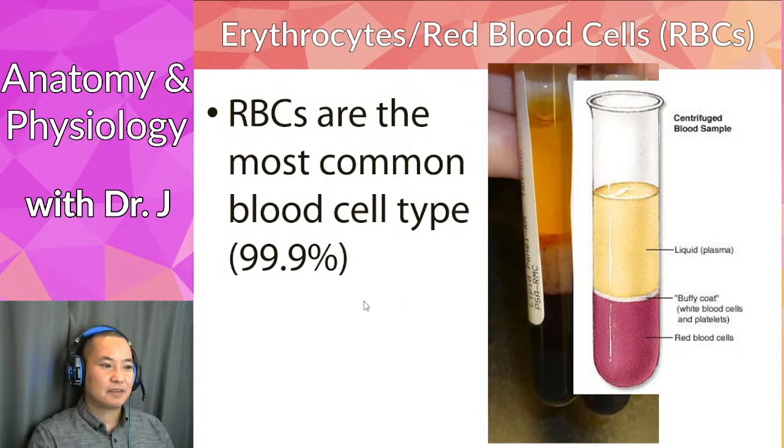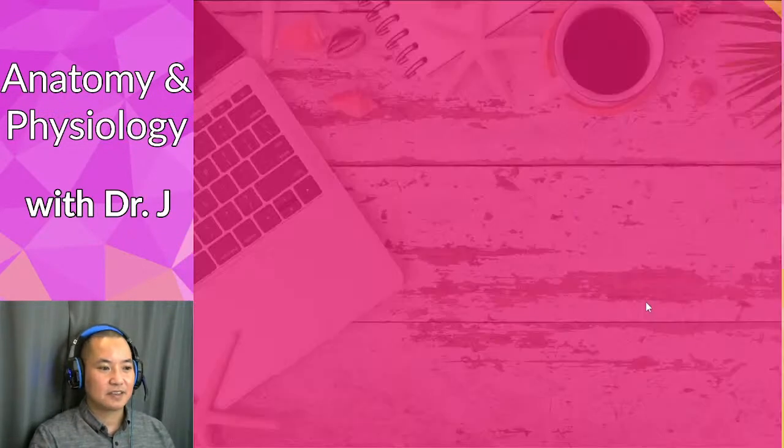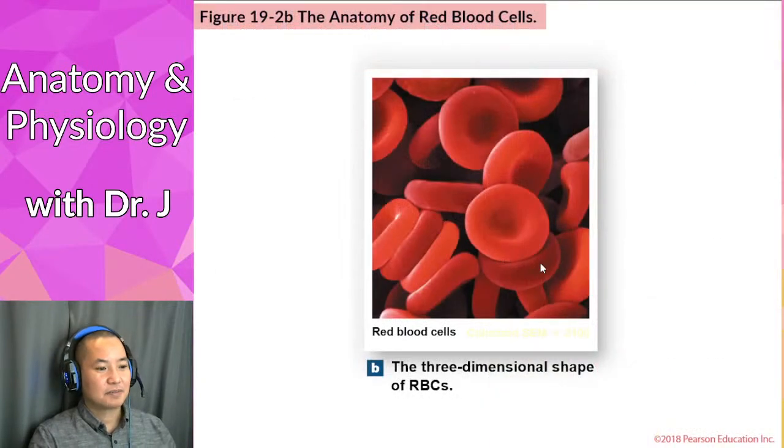So these are by far the most common blood cell type, and that's why if you look at this stain right here, you see that in this field, you see some white blood cells, maybe occasional platelets, but the vast majority of these cells are these red blood cells over here. Now, these red blood cells, this is artificially colored. It is using the scanning electron microscope, and it does say it's colorized.